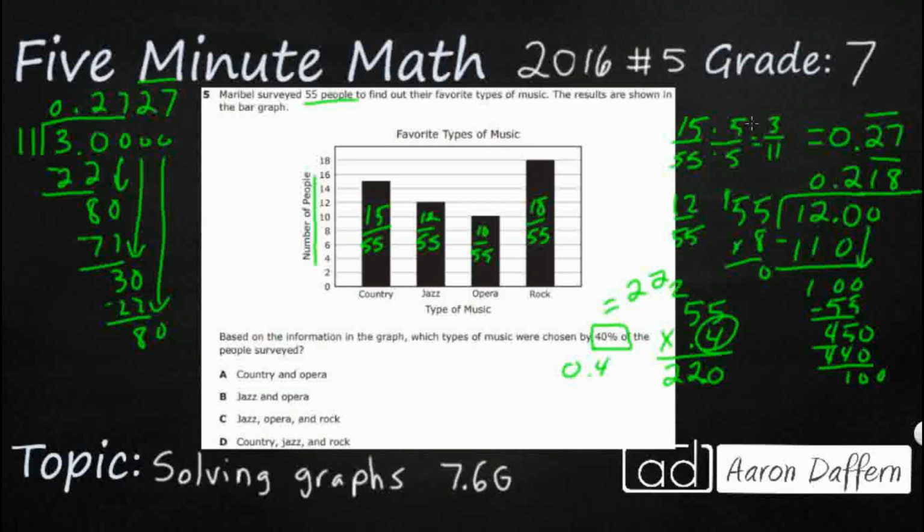Well, that's a lot easier, because now I'm just going to look for combinations that make 22. And look at this right here. I can make 22 with my jazz and opera. That is an option here. So if you get stuck with all of these repeating decimals and they just don't seem like they're working, maybe try another way of multiplying the percent by the total. You get your answer here of B.